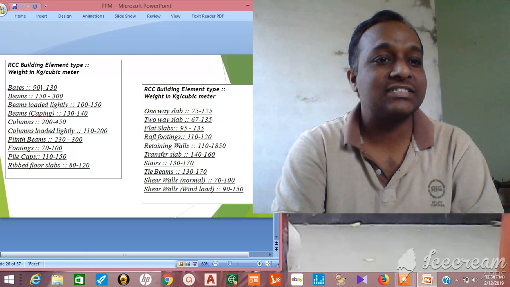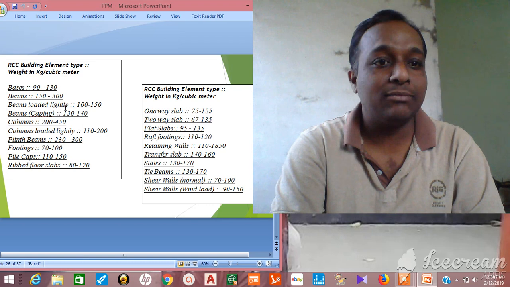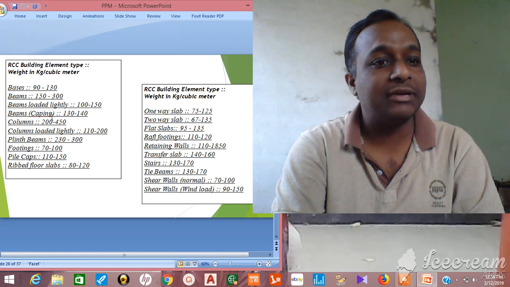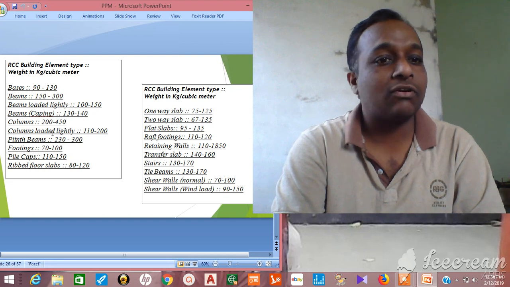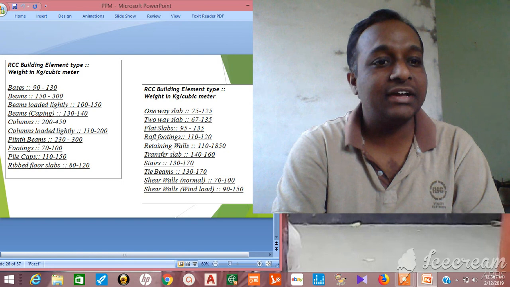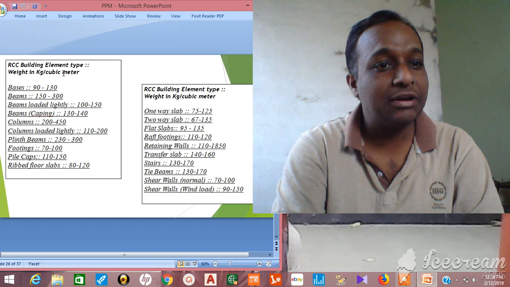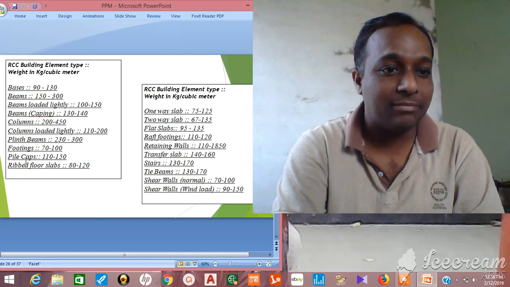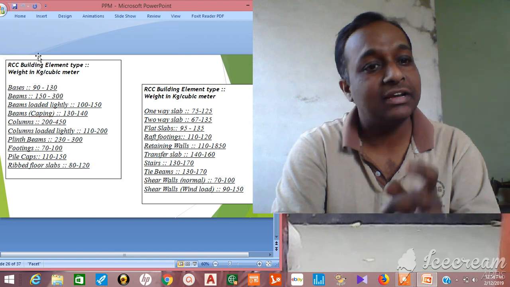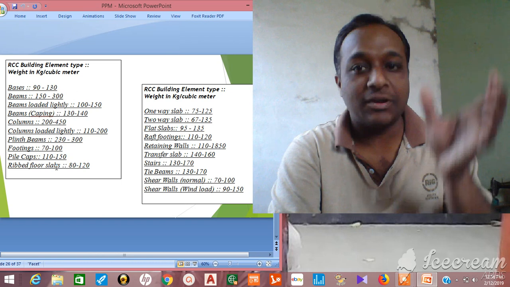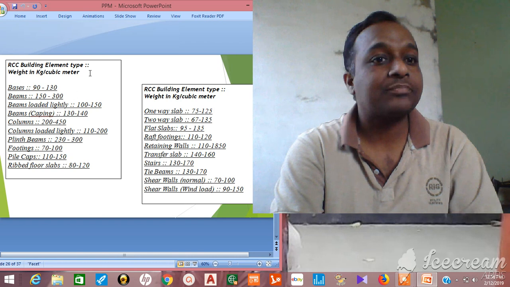So now, for RCC building elements, as far as experience, weight in kg per cubic meter: for bases 90 kg to 130 kg per cubic meter, beams 150 to 300, beam loaded lightly 100 to 150, beam capping 130 to 140, columns 200 to 450, column loaded lightly 110 to 200, plinth beam 230 to 300, then footing 70 to 100 kg per cubic meter. This is the weight for these elements. Pile cap 110 to 150 kg per cubic meter. So based on the concrete volume of that element, you calculate the steel quantity.